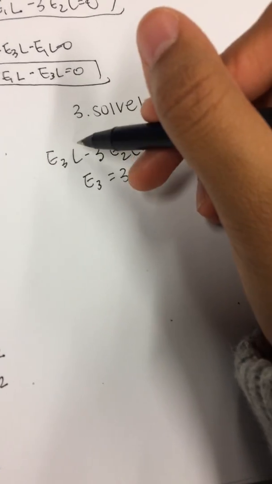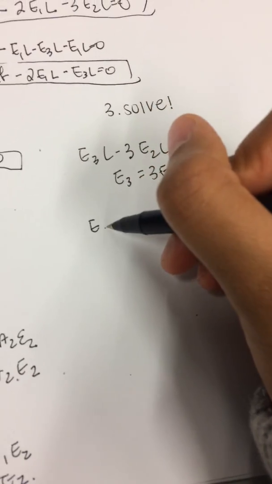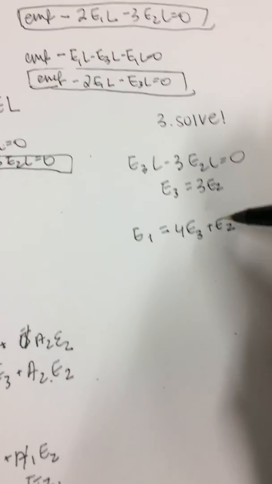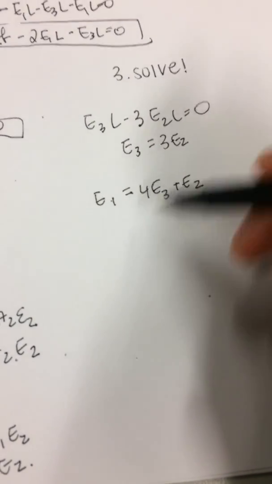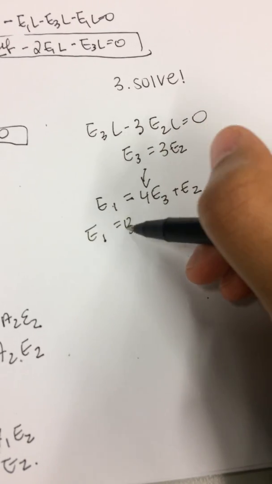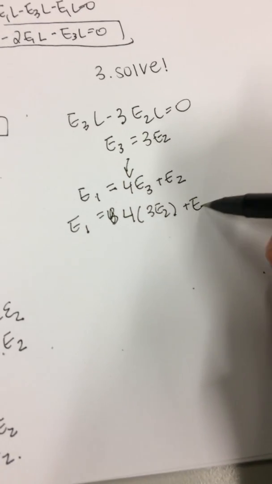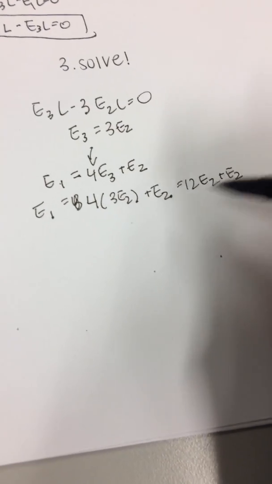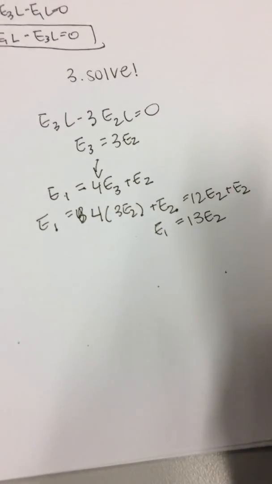Bring it to the other side. And then you also know that E1 equals 4E3 plus E2. Sorry, you know that from your node rule equation, not your loop rule equation. And so you just plug in what you know right here. So you have E1 equals 4 times 3E2 plus E2, and that simplifies to 12E2 plus E2, simplifying to 13E2. So you know that E1 equals 13E2.